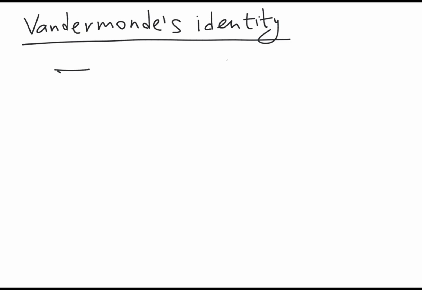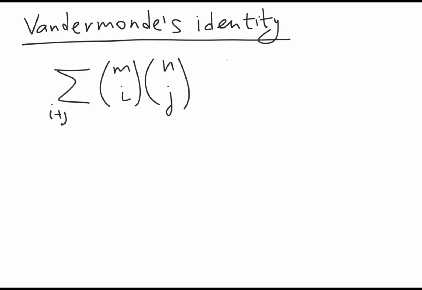Okay, in this video I'm going to talk about the Vandermonde identity about binomial coefficients. So basically the identity is that the sum of the products of the binomial coefficients, m choose i and n choose j, the sum for all such i and j such that their sum is fixed to a certain number k.